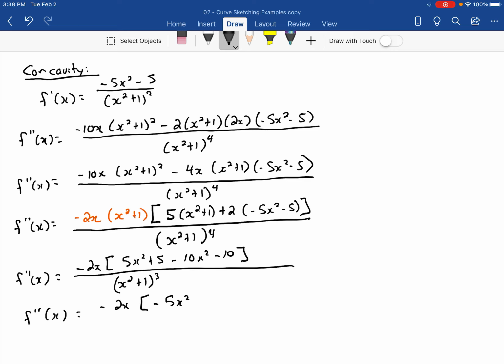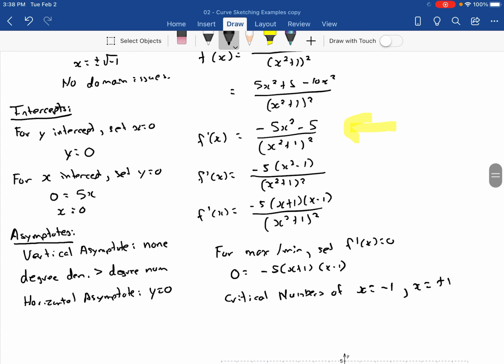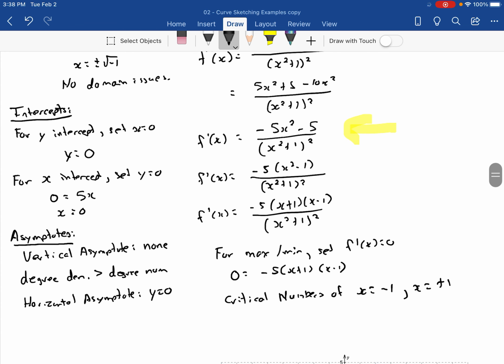Negative 5x squared, and then way up here, this was a negative 5x squared plus 5. Little mistake there. That was a plus 5. Weirdly, I still did the right thing on the next line there. When I common factored that out, I made another mistake there, and so that fixed that.